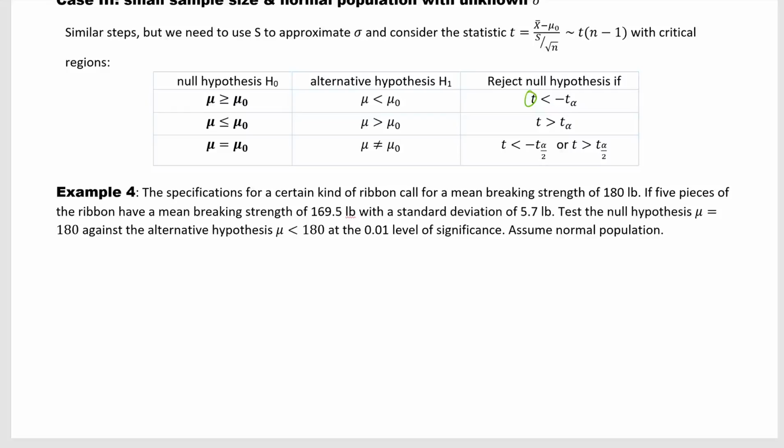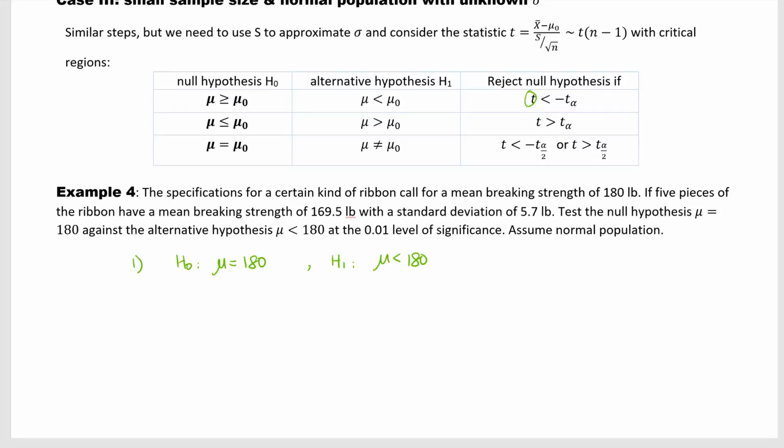Okay, the 5 steps. Step 1. What is the null hypothesis? The null hypothesis is mu equals 180, and the alternative hypothesis. Even though the null hypothesis is mu equal, the alternative is not the negation of that; it is actually mu less than 180. Because if the strength is bigger, we are actually happier, right? We're not happy if the strength is not as described.